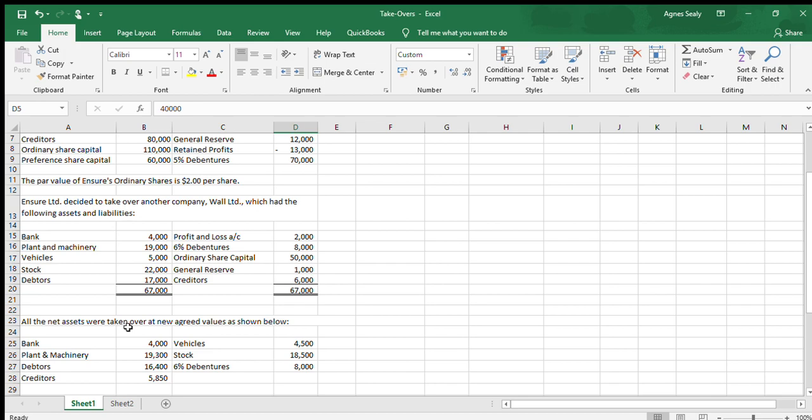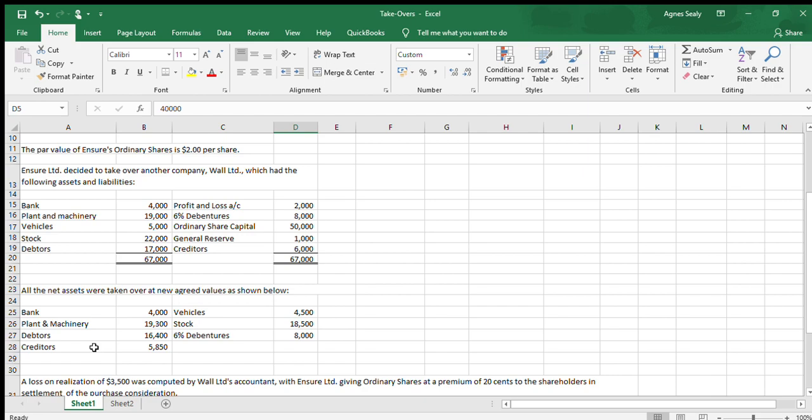Now all the net assets were taken over at the new agreed values as shown below. So all of Wall's net assets, which will be their assets minus their liabilities, were taken over, because that's how we get the net assets. Assets minus liabilities will give us net assets. So all of Wall's net assets were taken over at these agreed values.